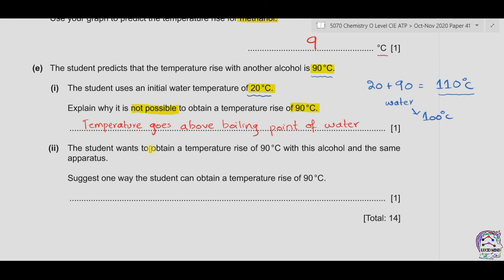Part 2, the student wants to obtain a temperature rise of 90 degrees centigrade with this alcohol and the same apparatus. Suggest one way the student can obtain a temperature rise of 90 degrees centigrade. Now this can be done if the total temperature is less than 100 degrees centigrade, because at 100 degrees centigrade water starts to boil. So the student can take any starting temperature below 10 degrees centigrade. For example, 8 degrees centigrade or 7 or 6. So the total temperature should be below 100. So we can write starting temperature should be less than 10.